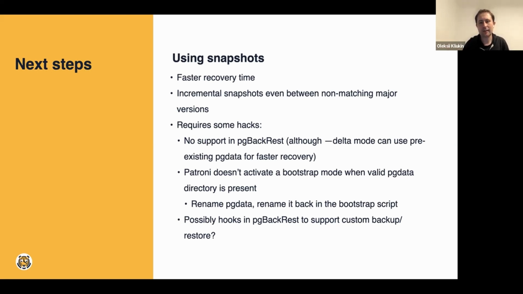Patroni, as said, does not activate the bootstrap mode if there is a valid PGDATA directory. So to work around, we have to rename PGDATA in the snapshot or in the init container that runs before we run the main Patroni container. And then in the custom bootstrap script, we have to recognize this renamed directory and rename it back. So one idea for pgBackRest is to have extendable hooks that would allow you to provide a user-supplied callback for creating backups, not with the built-in method, but with something else, say AWS snapshots.